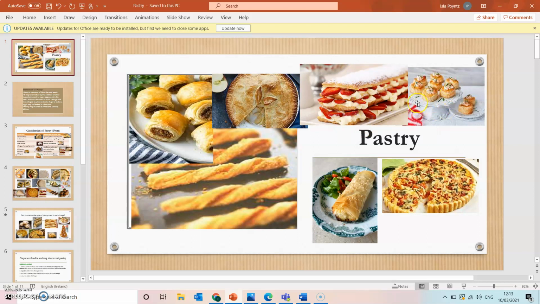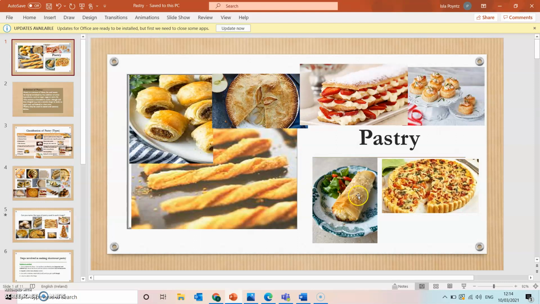Here we also have a puff or a rough puff or a flaky pastry in the form of vol au vents. So a lot of these pastries are intertwined. You can actually use different pastries to make different things. So you can make sausage rolls using the normal short crust pastry, which is the regular pastry, or you can make sausage rolls using a rough puff or a flaky pastry if you want a more flaky pastry outcome.